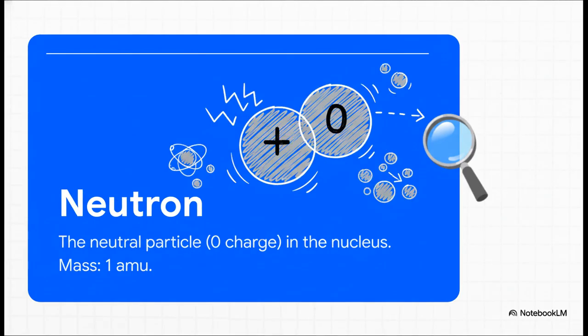And hanging out right there with the proton is the neutron. And just like its name suggests, it's neutral. It has zero charge. It's kind of like the proton's roommate. It adds mass and helps keep things stable, but it doesn't change the overall charge of the nucleus.